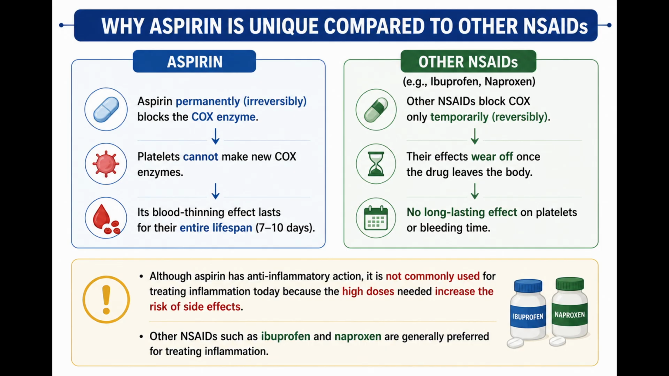Now, some of the adverse effects of NSAIDs are gastric irritation and ulcers, kidney damage, increased bleeding tendency, and hypersensitivity reactions. So, what are the clinical uses of NSAIDs? NSAIDs are mostly preferred in pain, fever, arthritis, muscle or joint inflammations, and dysmenorrhea. This was all about NSAIDs.